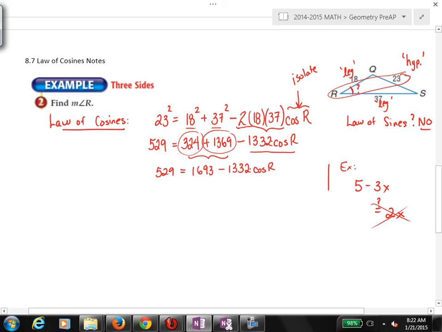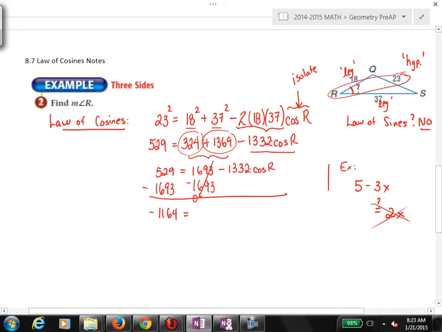That cosine of r is still attached to this number. So I need to get rid of this one right here. So this one's positive 1,693. So let's go ahead and subtract 1,693 and subtract 1,693. That way this goes out to 0. And now tell me, what is 529 minus 1,693 on your calculator? Negative, right? Okay. So I have this right here.